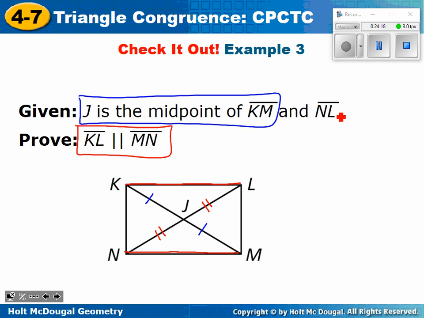What's something else, because we're out of given, that we could mark? The vertical angles. So we could mark these vertical angles congruent by our vertical angle theorem. And now, do we have enough to say the triangles are congruent? And why? Side, angle, side. Good. S, A, S. So we have side, angle, side. And if the 2 triangles are congruent, which parts do we need to be congruent that would prove the red lines are parallel?